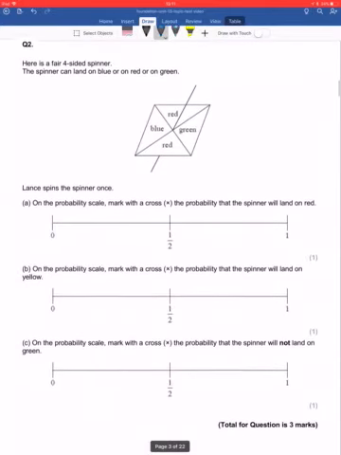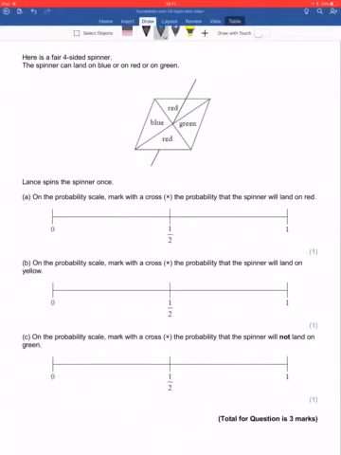Here's a fair-sided spinner. It can land on blue, or on red, or on green. It spins the spinner once. On the probability scale marked with a cross, the probability it's going to land on red. So red's here. I've got 1 red out of 1, 2, 3, 4. So it's going to be, oh no, hang on, I've done it wrong. I've got 2 reds. So 2 out of 4, which is the same as a half. So I'm going to mark my cross there on a half.